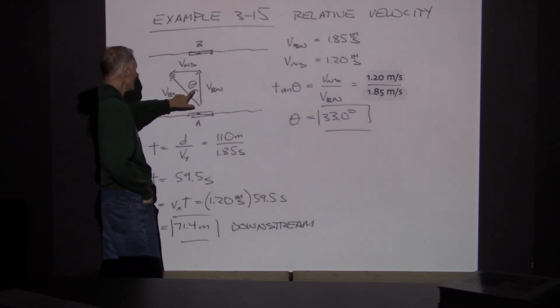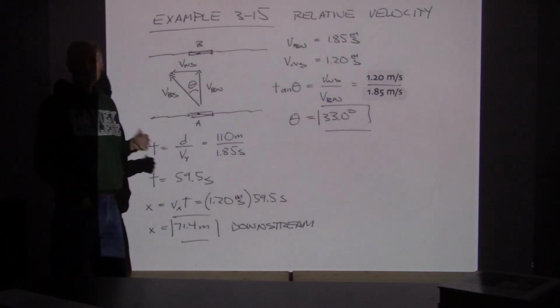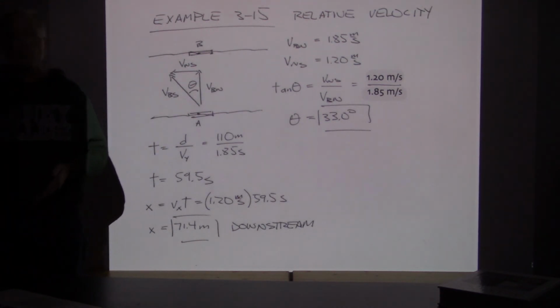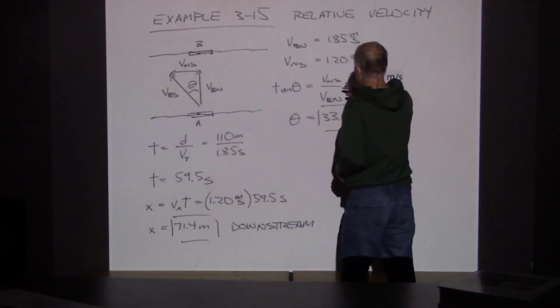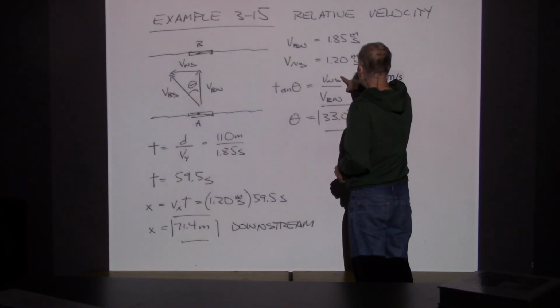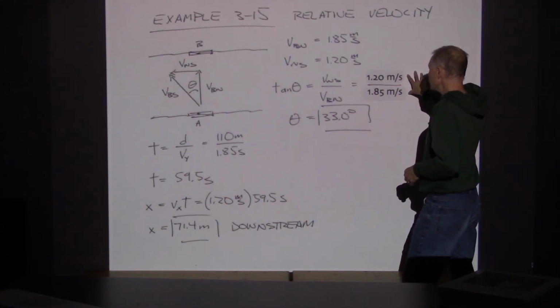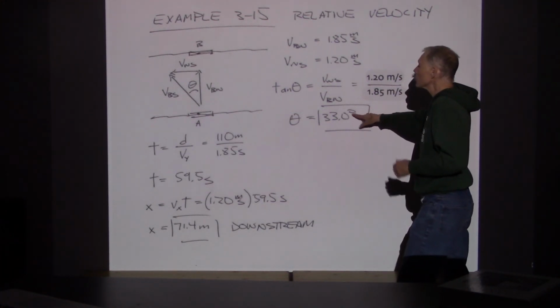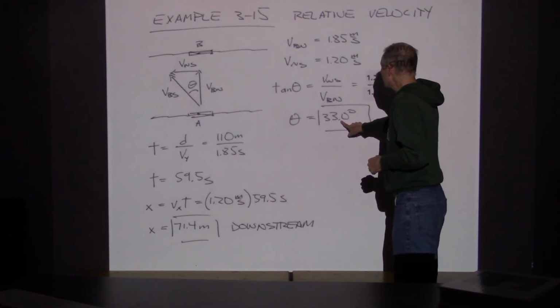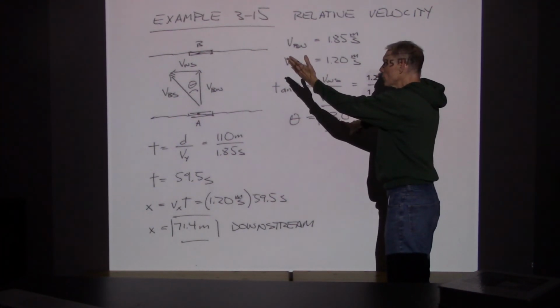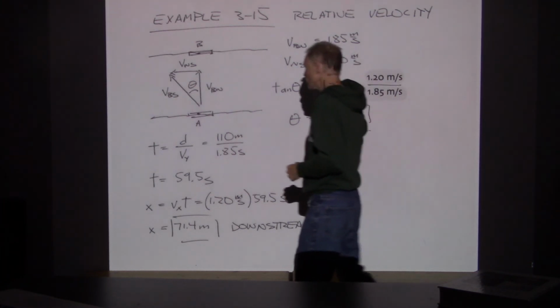So this time we're going to take the tangent. Instead of using the sine function, now we're going to use the tangent to determine how this is working out. This is going to be 1.20 over 1.85. That's giving us an angle. So if we direct the boat straight across, then the boat is going to be carried across the river at an angle of 33 degrees.